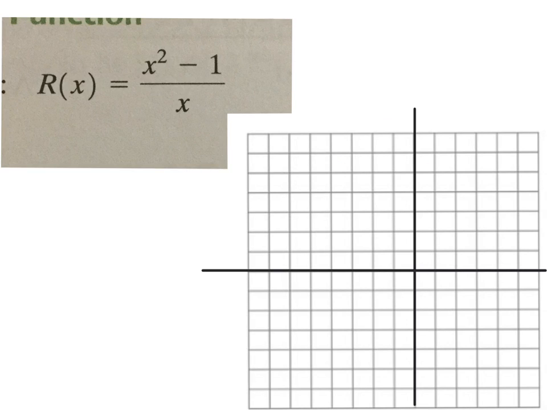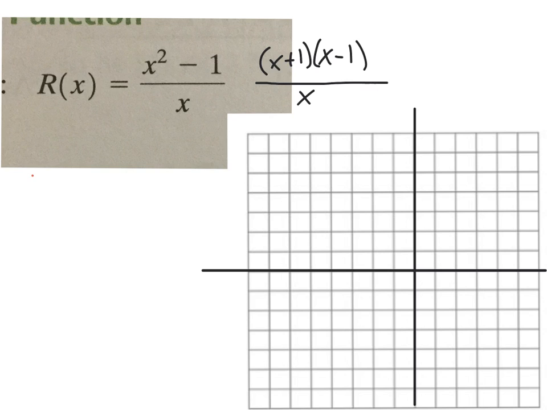Okay, so now we've got another rational function. R of x equals x squared minus 1 over x. The first thing I'm going to do is get the factored form of this rational equation, because both of these forms are useful. Can I factor the numerator? Yes, x plus 1, x minus 1. Can I factor the denominator? No. So the factored form would look like this. X plus 1 times x minus 1 all over x.